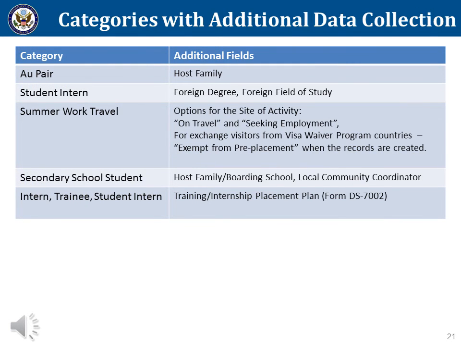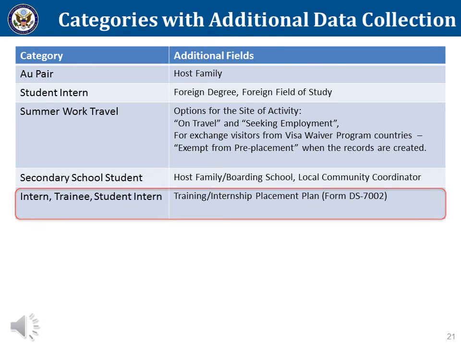We have shown the process of creating a record for an Exchange visitor. This process is the same for most categories, but there is additional data collected for certain categories. This table lists the additional fields for those specific categories. If you are creating a record for an Exchange visitor with the category of intern, trainee, or student intern, the additional fields for the creation of the training internship placement plan will be collected at the same time as those for the form DS 2019.